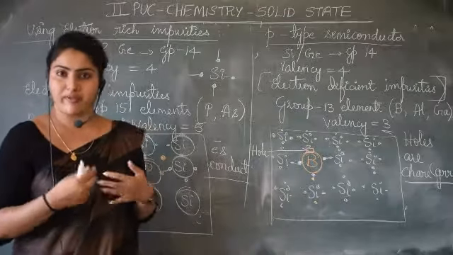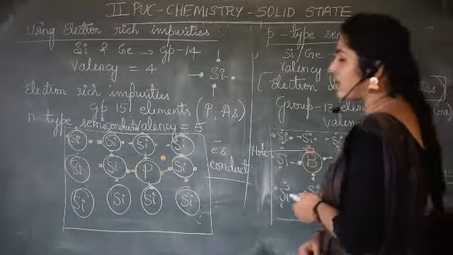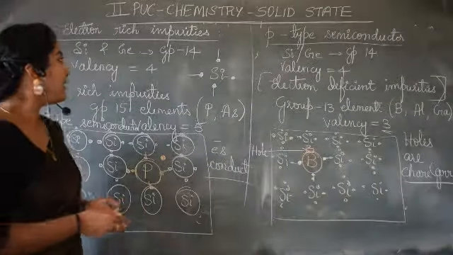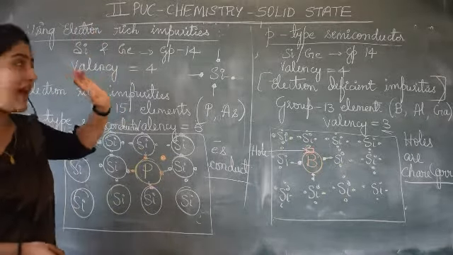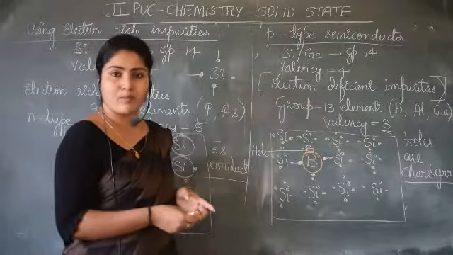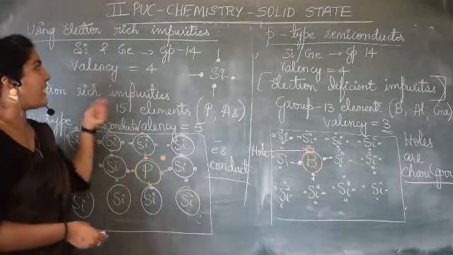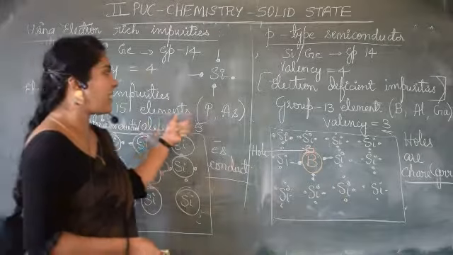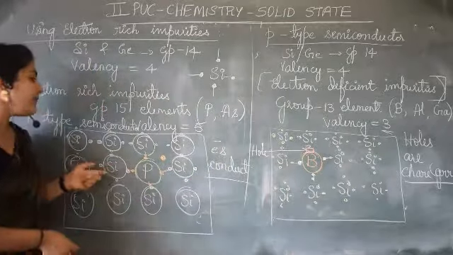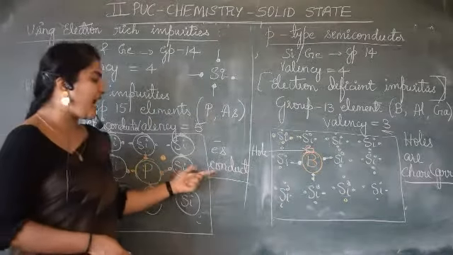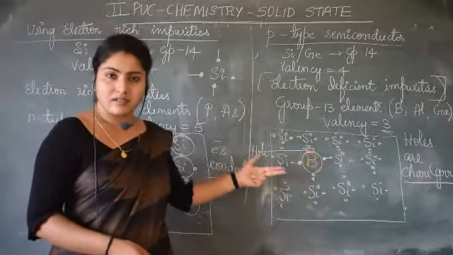Now it becomes very easy to differentiate. What is the difference between n-type and p-type semiconductors? Easily you can differentiate: in n-type semiconductors, electron rich impurities are added. Here, electron deficient impurities are added. That is one point. Electron rich impurities like group 15 elements are added in n-type. Here electron deficient impurities like group 13 elements are added. Also, here the charge carriers are electrons, and here the charge carriers are holes.